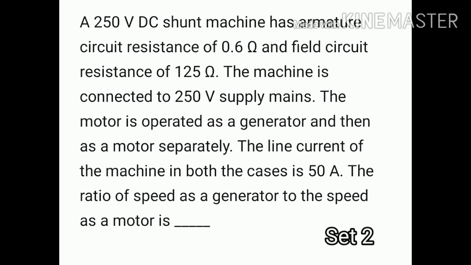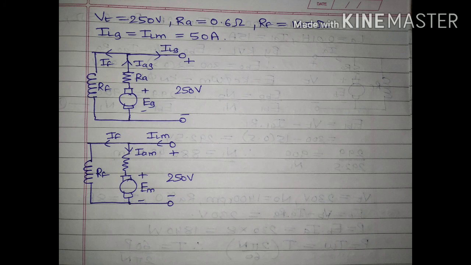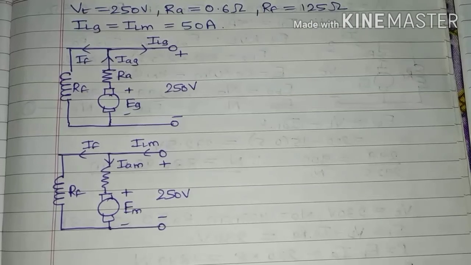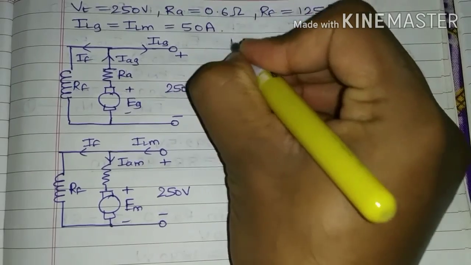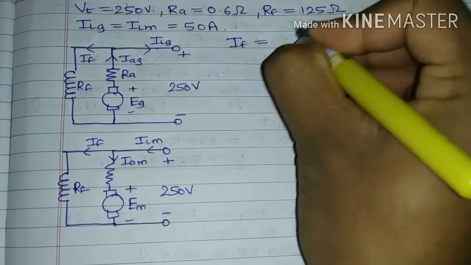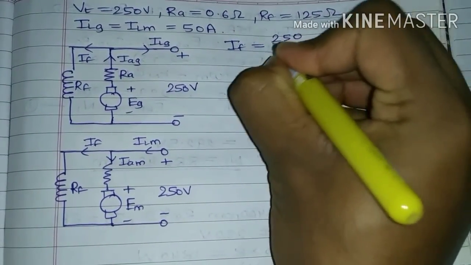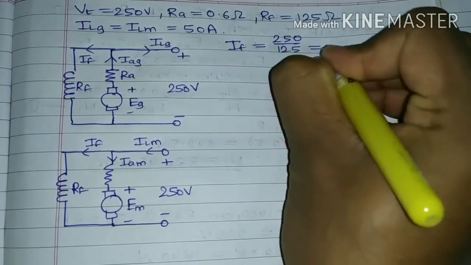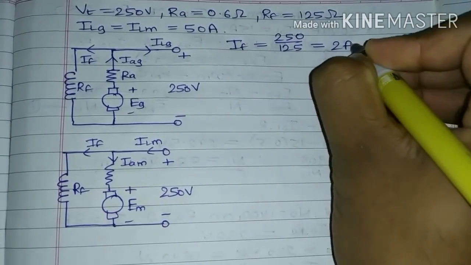In this question we have to find out the ratio of speed as a generator to the speed as a motor. In the question, the terminal voltage, armature resistance, field resistance, and the line currents as a generator as well as a motor are given. So I have drawn a circuit of the generator as well as the motor. First of all, I'll find out the field current. So IF is equal to Vt upon Rf, which is 250 upon 125, which is equal to 2 amperes.